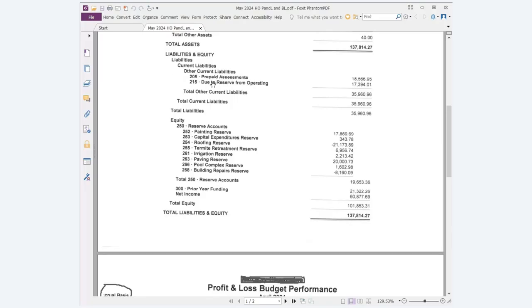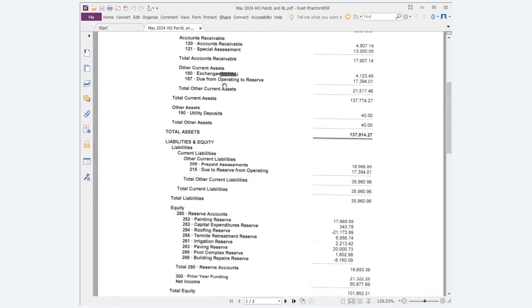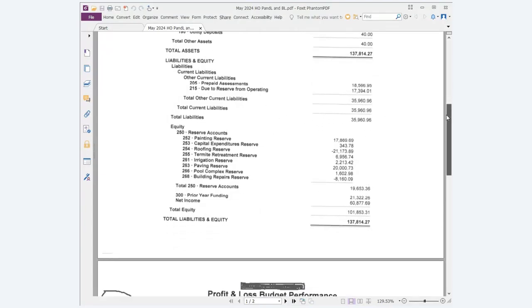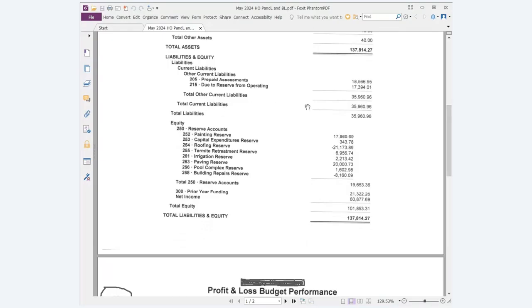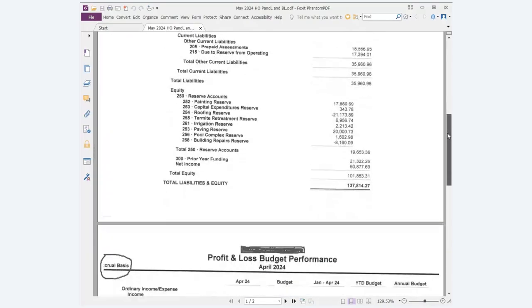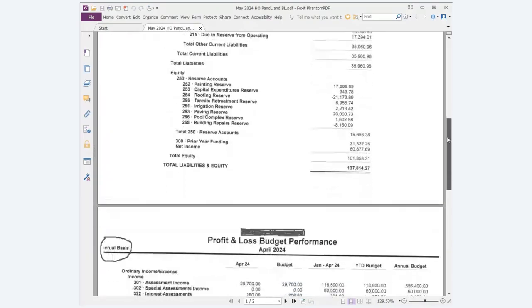And then here's the contra account basically for the due to from reserve. This is due to reserve from operating. So it's the due from operating to reserve, due to reserve from operating. And it's the same amount, the 17,394. So for a total current liabilities of $35,960. And then there are no long-term liabilities, no loans. So that's also the total liability. So then we'll get into the equity section.